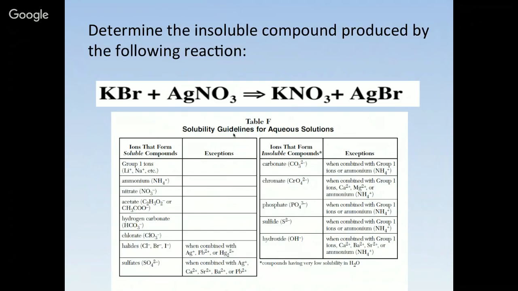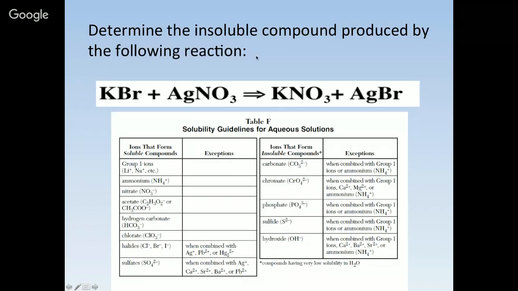Okay, so now looking at this table, just a really quick overview on how to use Table F. You have to be really careful reading it. In this column, you're going to have soluble compounds, making the exceptions insoluble. However, on the other side, these are all listed insoluble compounds. So if these ions or polyatomic ions are in the compound, then it's going to be insoluble unless they're combined with something in the exception. So on this side, the exceptions are soluble. On this side, the exceptions are insoluble.